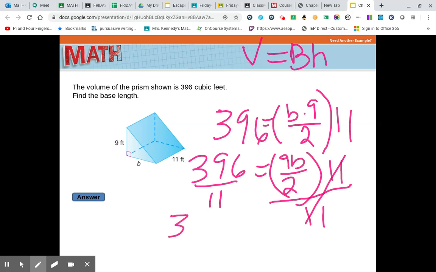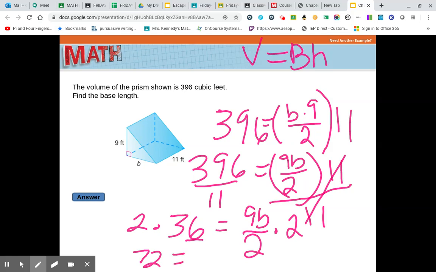So this is 36 equals 9b divided by 2. Now you got to get rid of this division of the 2 by multiplying both sides by 2. So 36 times 2 is 72 equals 9b. And then you're going to go ahead and divide both sides by 9, and b will equal 8. There's your 8 feet.